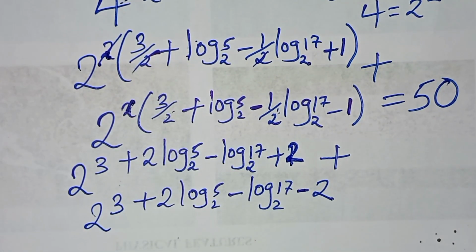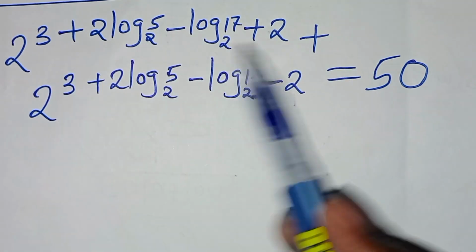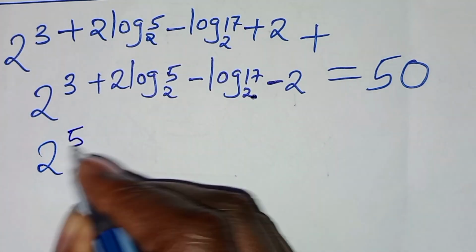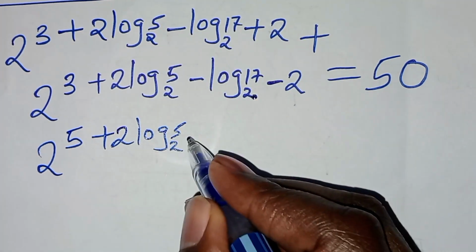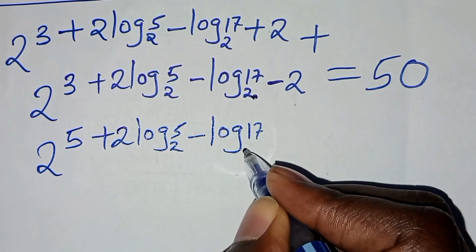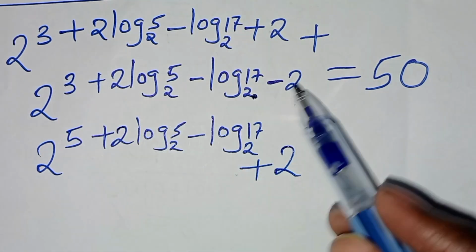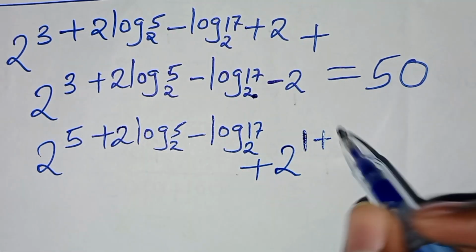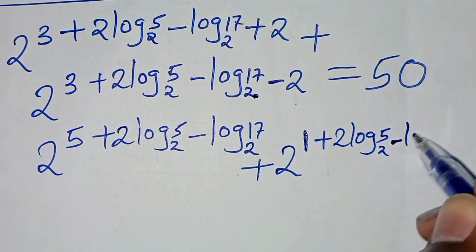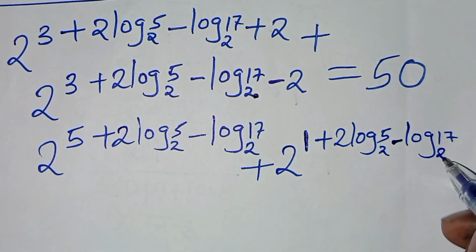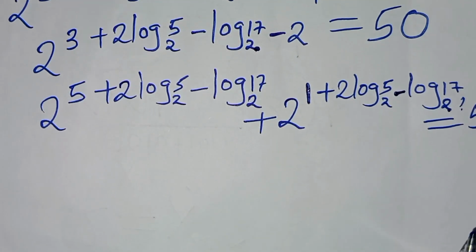So let's proceed from here. Now here we have 2 to power 3, this is 3 plus 2, so you'll have 2 to power 5 plus 2 log 5 to base 2, subtract log 17 to base 2, then plus 2 to power, now here we'll have 3 minus 2, this is 1, plus 2 log 5 to base 2, subtract log 17 to base 2, and this is supposed to give us a value of 50.